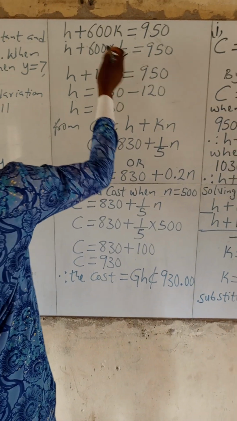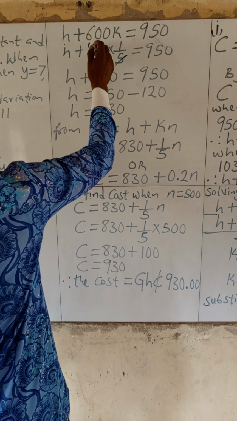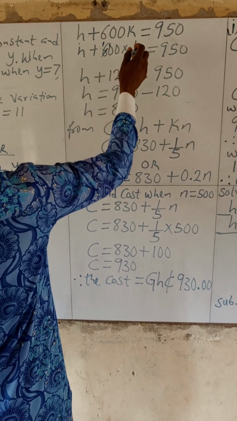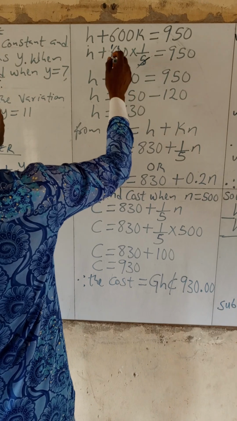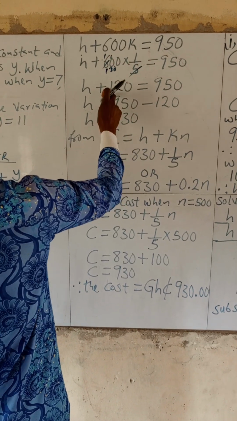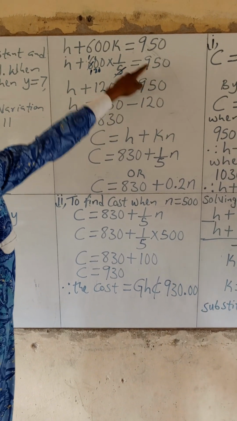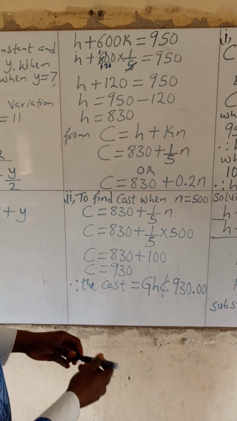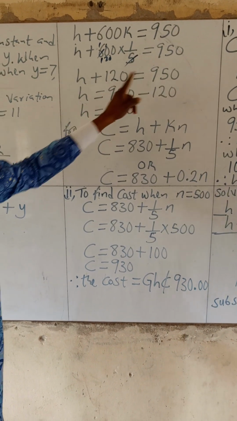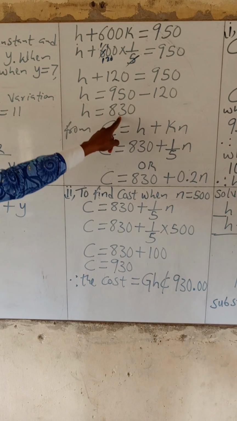So 5 goes in 6, 1, remainder 1. We put the 1 here, it becomes 10. 5 goes in 10, gives us 2. And 5 goes in 0, gives us 0. So we now have 120. So we have H plus 120 equals 950. Definitely, we are going to collect like terms. So we have 950 minus 120, which gives us 830.